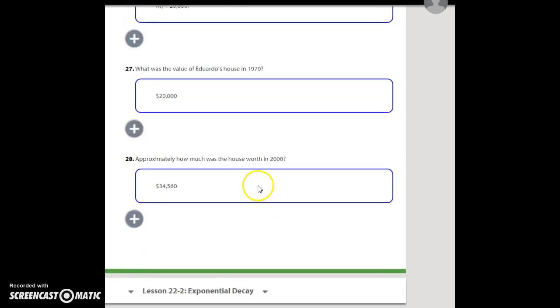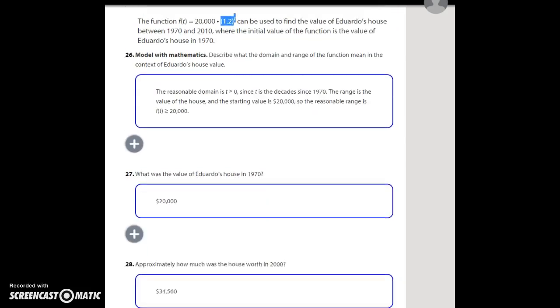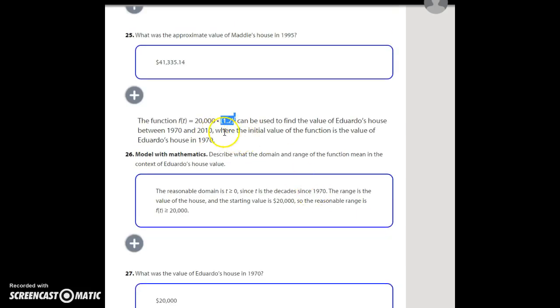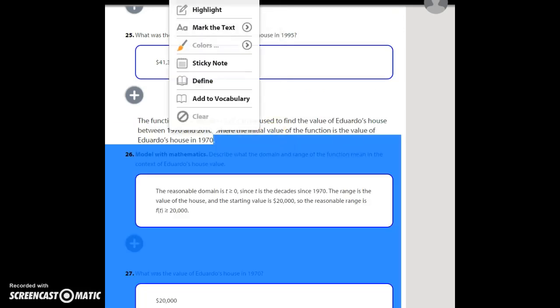Then it says approximately how much was the house worth in 2000. That would be us plugging in that necessary value for our exponent. Since it's 2000 and we started in 1970, we plug in a 3 for our exponent right here into that t, and then that would tell us our value.